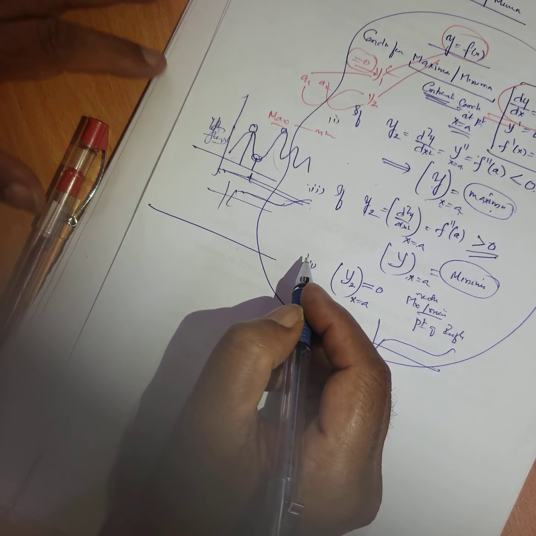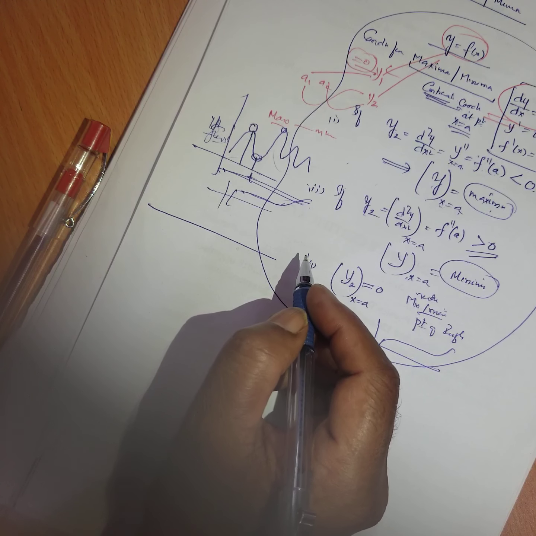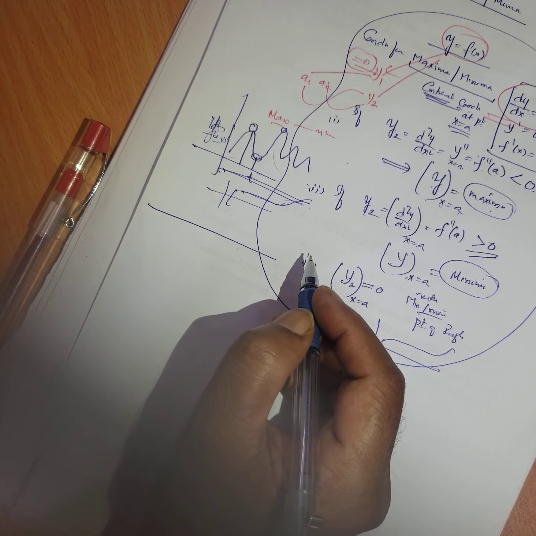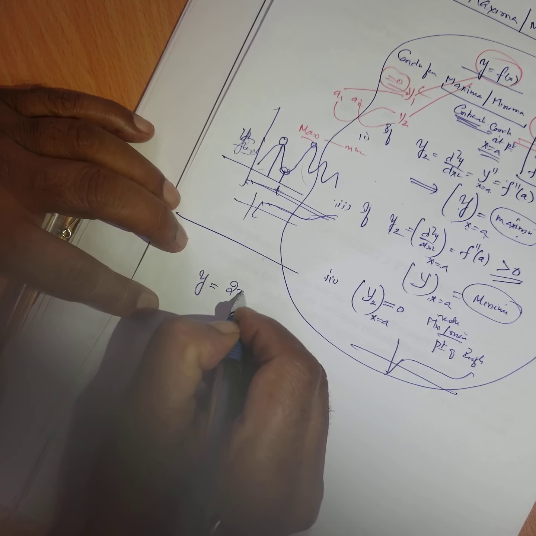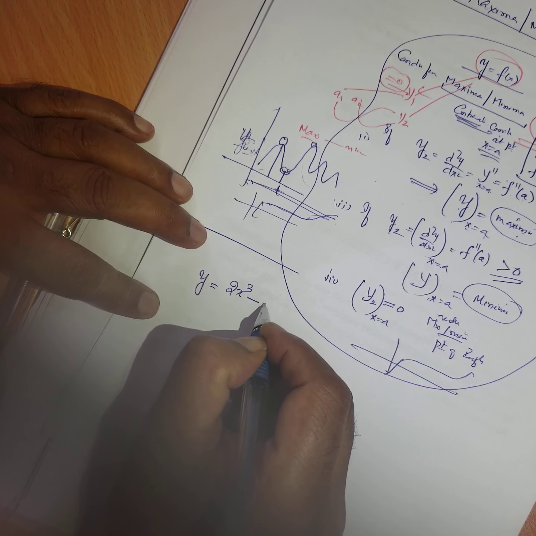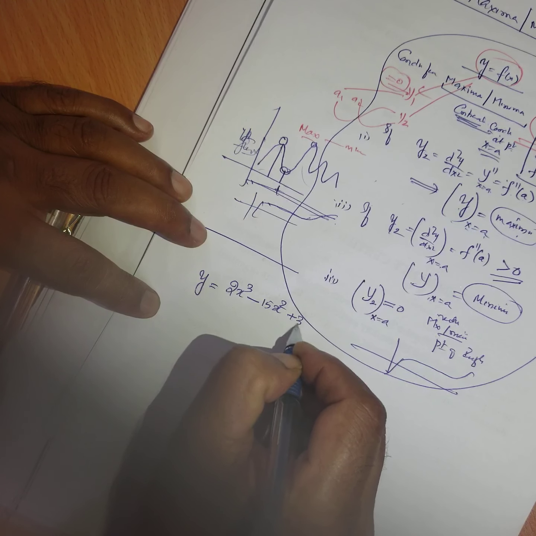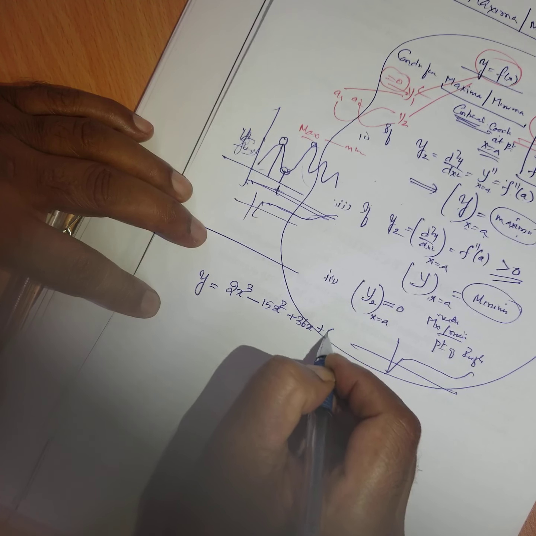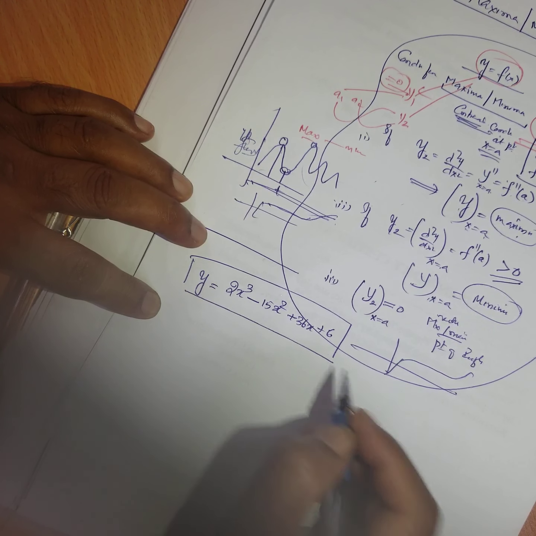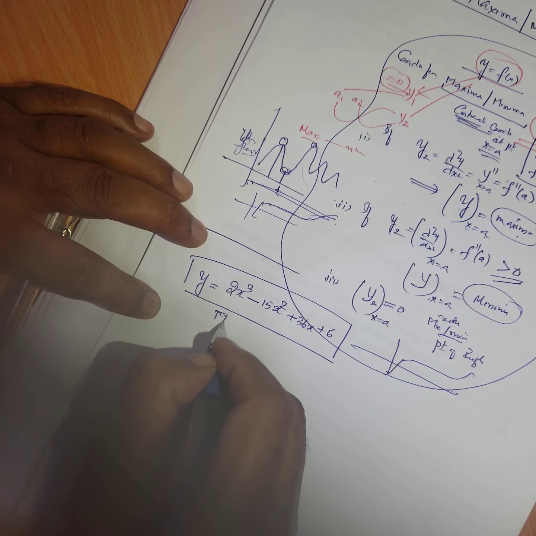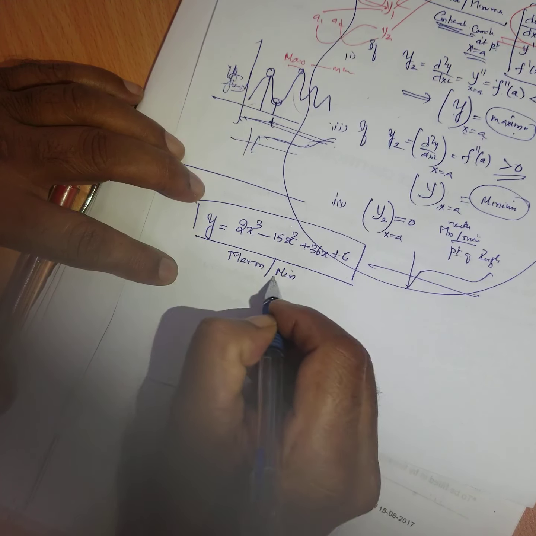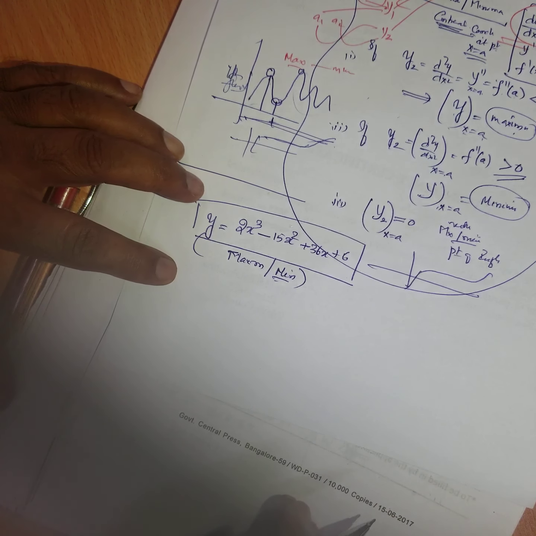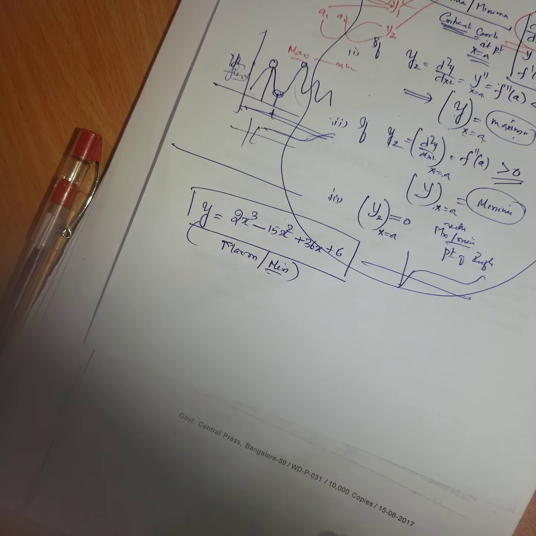Therefore, I'll do one particular sum, a simple sum. Suppose y is equal to 2x cube minus 15x square plus 36x plus 6. This is our sum. Find the maximum and minimum, they'll ask you.